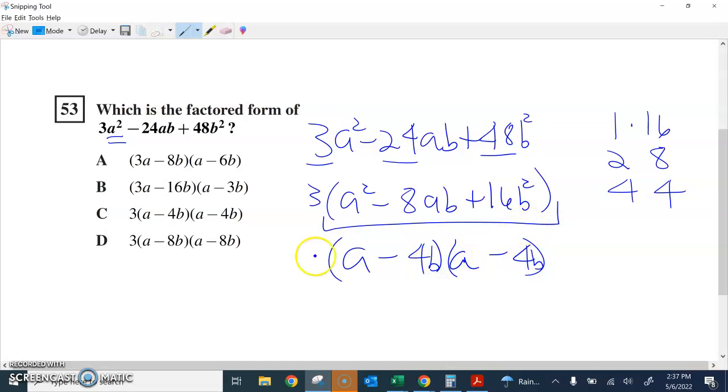Okay, so we have to also remember that there's a 3 there, so that would give us choice C. Now, that's a pretty complicated process.